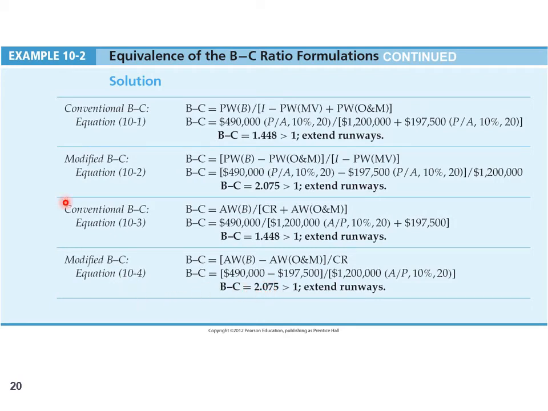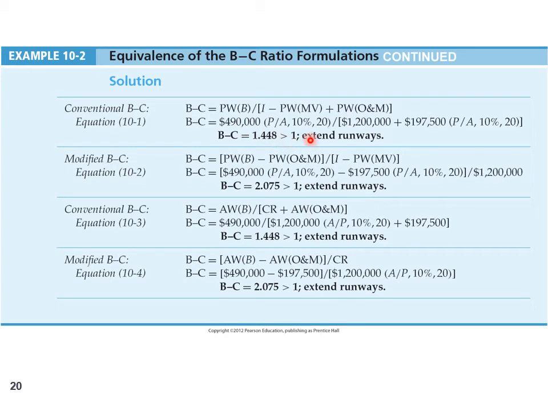So it means that with the conventional BC method, if you use present worth, annual worth, or future worth, you will obtain the same ratio. If you use conventional and use present, annual, and future, the ratio will be the same. They will be identical. And look, the conventional and modified ratios are different, but the final result, the magnitude, is not important here.